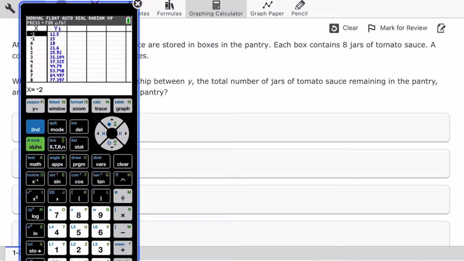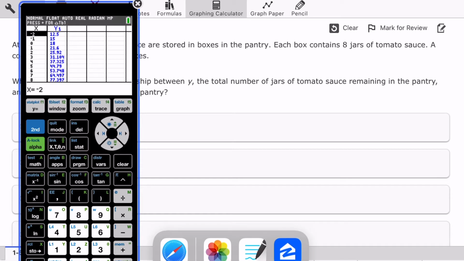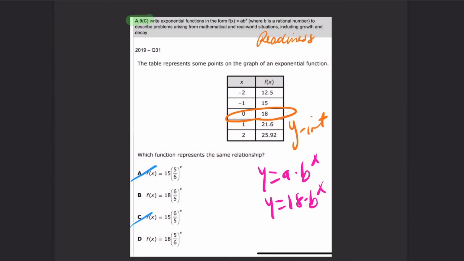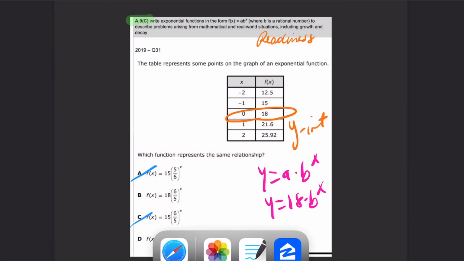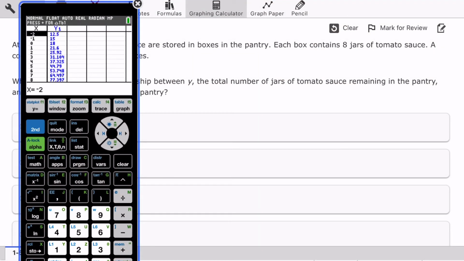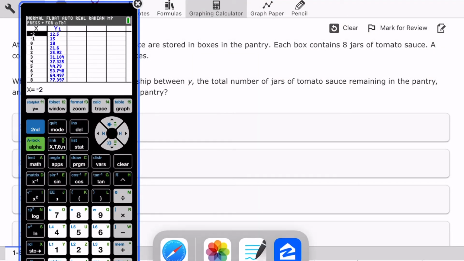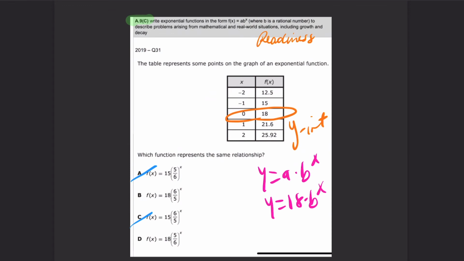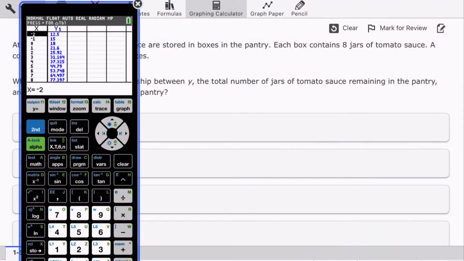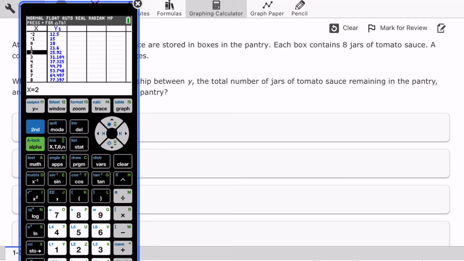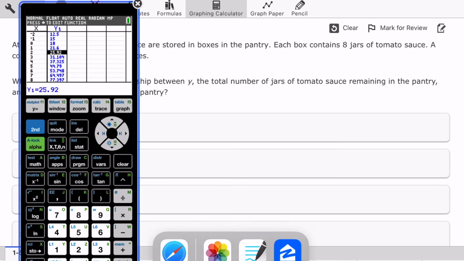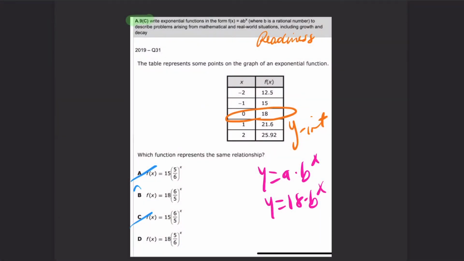I'm gonna look at the table. So the first point I'm gonna look for is (-2, 12.5). (-2, 12.5) is there. Let me look for one more point, (2, 25.92). (2, 25.92). Therefore, this right here is B.